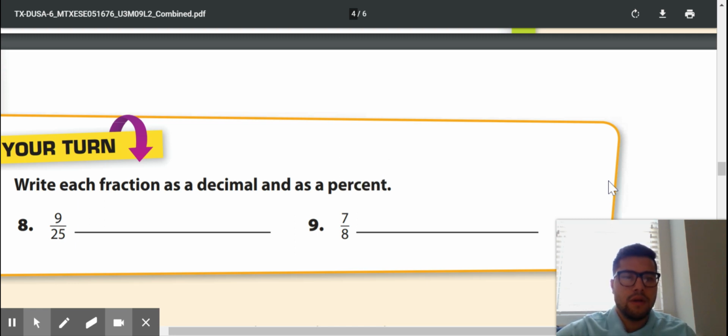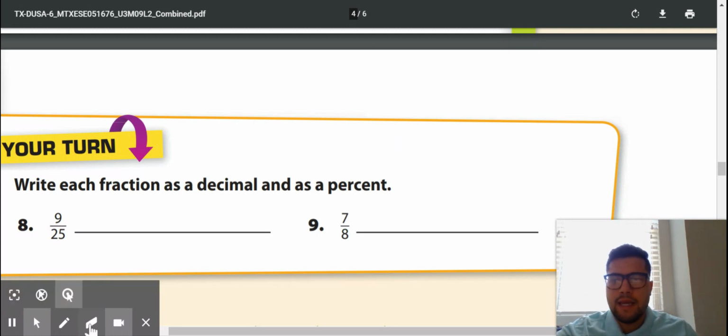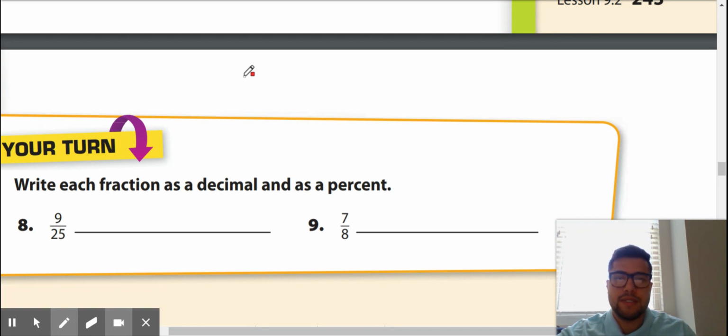All right, class, let's go ahead and finish up this last one here. We have 7 over 8, and just like we talked about last time, we're going to start with just getting this into a percent because that's the easiest to go from a fraction to a percent.